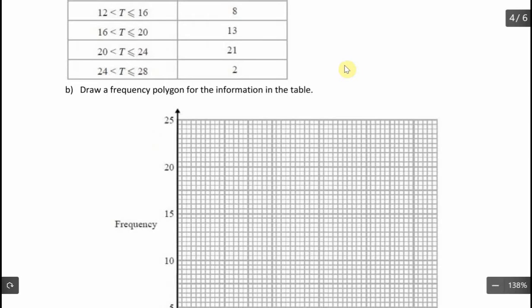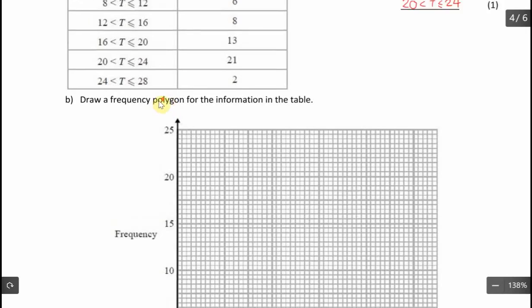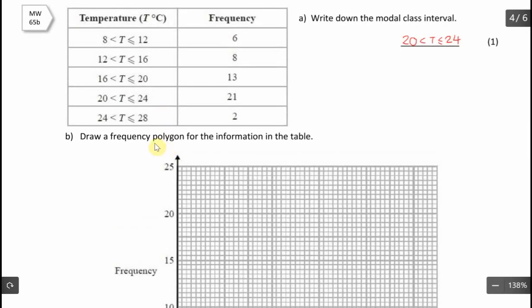Part B, draw a frequency polygon for the information in the table. So a frequency polygon is a type of frequency chart, but it's not a bar chart, it's for continuous data normally, and you might be familiar with this word polygon meaning a straight-sided shape. But in our case, it is going to have straight bits which join the frequencies together, but we're not going to complete it into a shape.